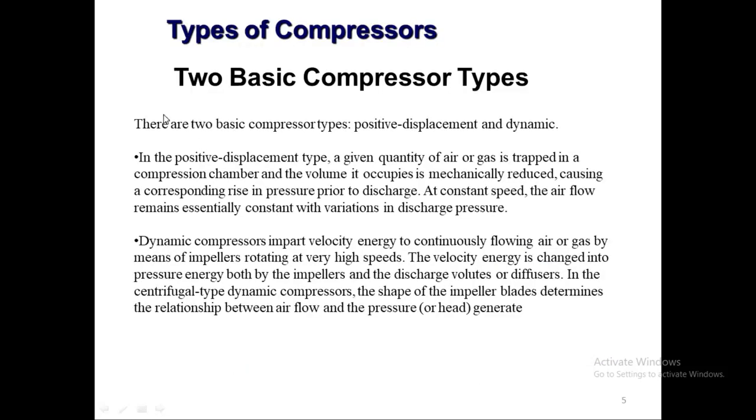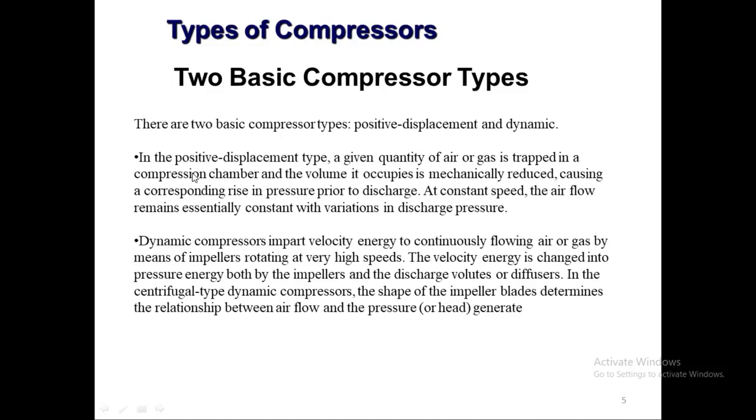Types of compressors. There are two basic types of compressors, based on their method of working. The two basic types are positive displacement and dynamic type. In the positive displacement type, a given quantity of air or gas is trapped in a compression chamber and the volume it occupies is mechanically reduced, causing a corresponding rise in the pressure prior to discharge. At constant speed, the air flow remains essentially constant with variation in discharge pressure.